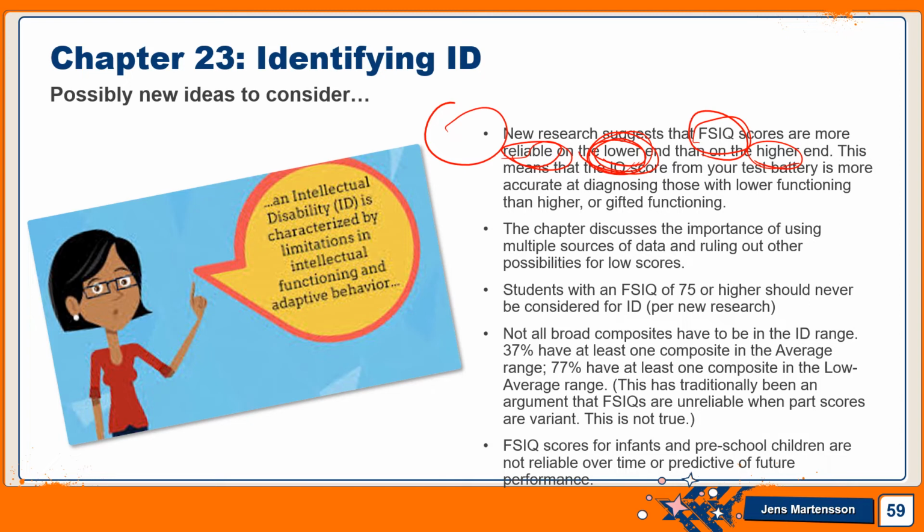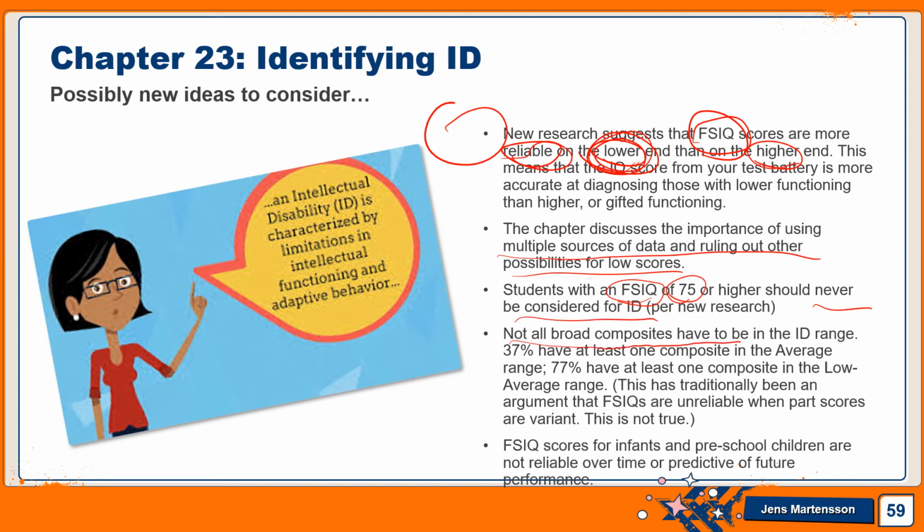The chapter discusses the importance of using multiple sources of data and ruling out other possibilities. So again, there's no exclusionary factor involved in ID, but there should be. Okay, so you need to be looking at that. They talked about that at length. Students with a full scale of 75 should never be considered for ID.